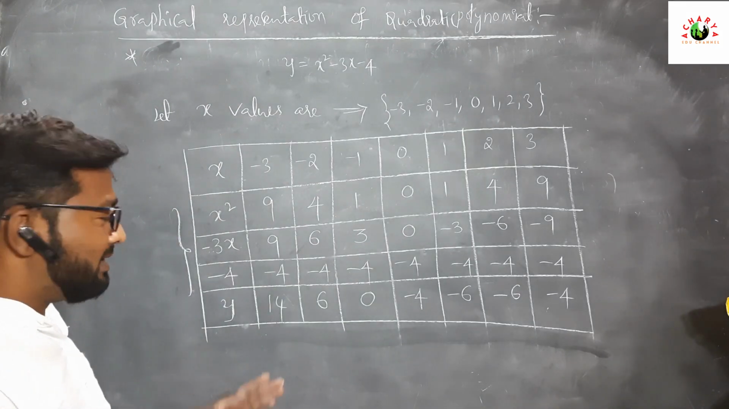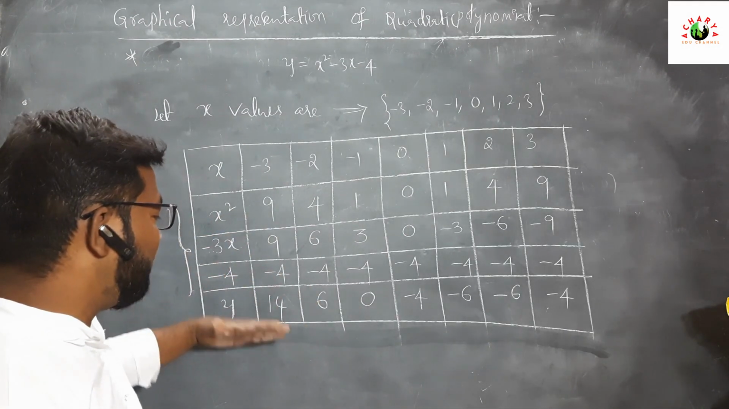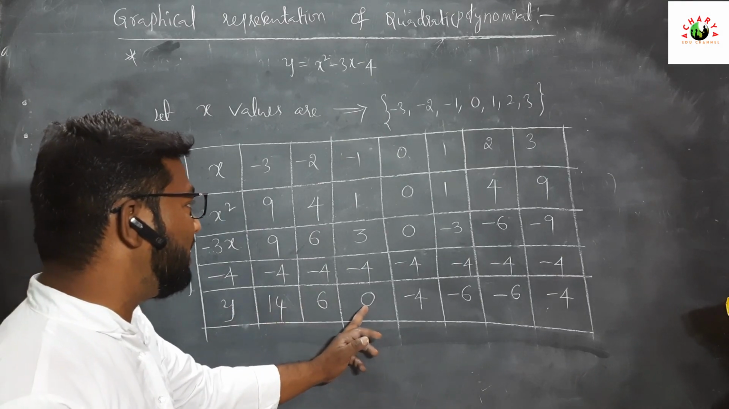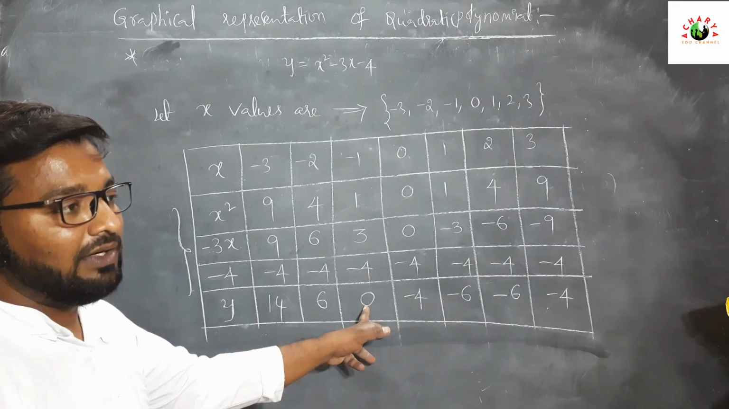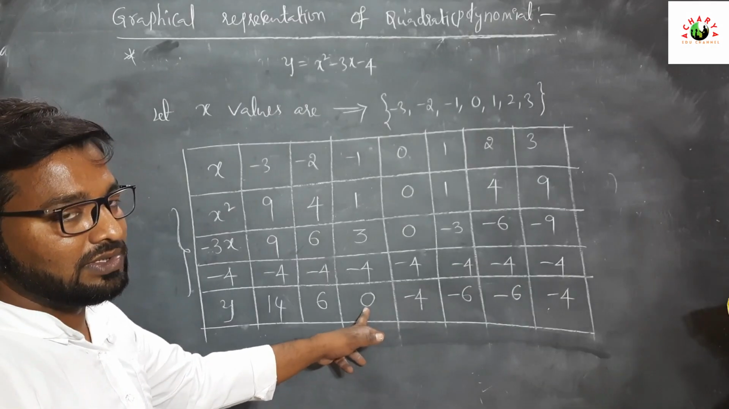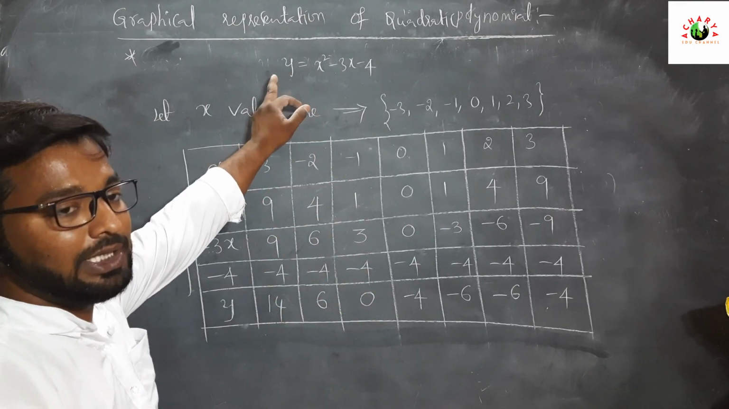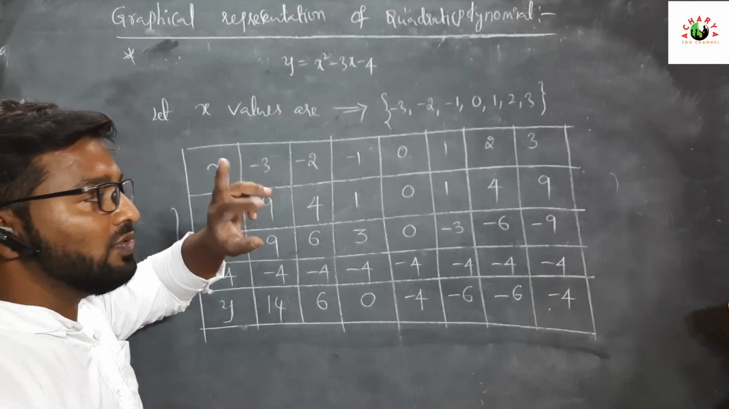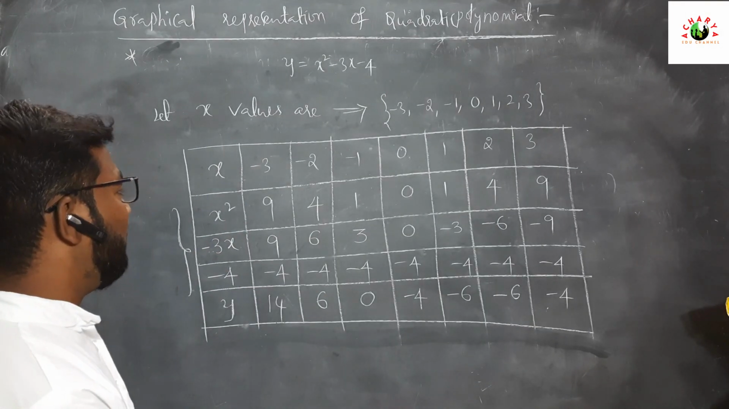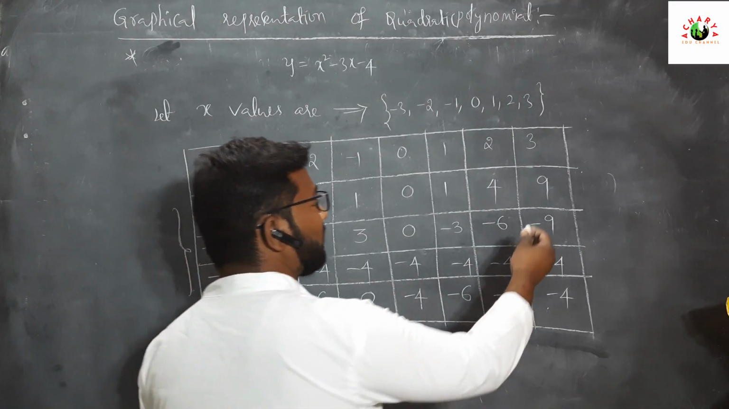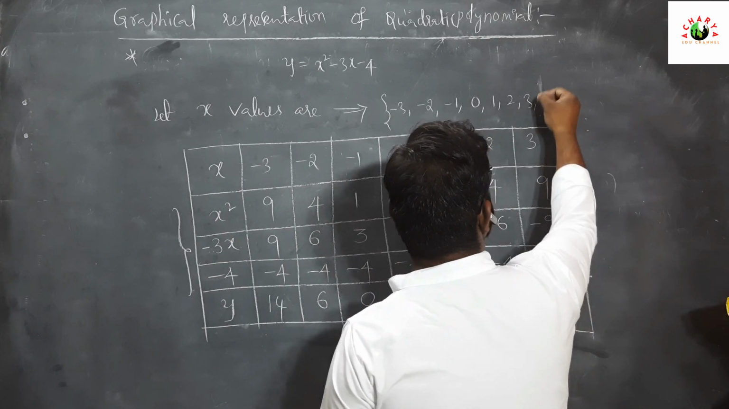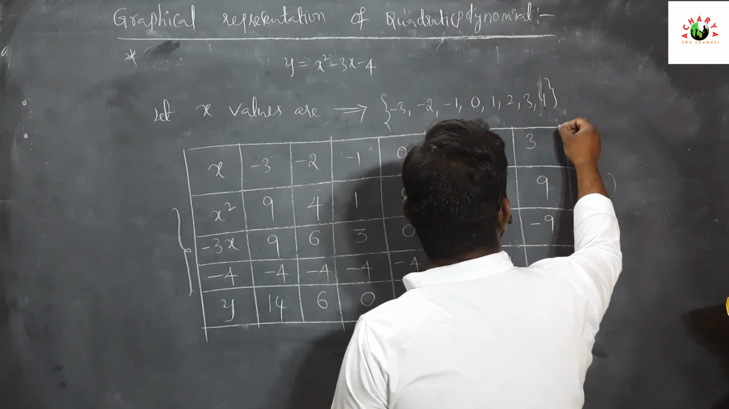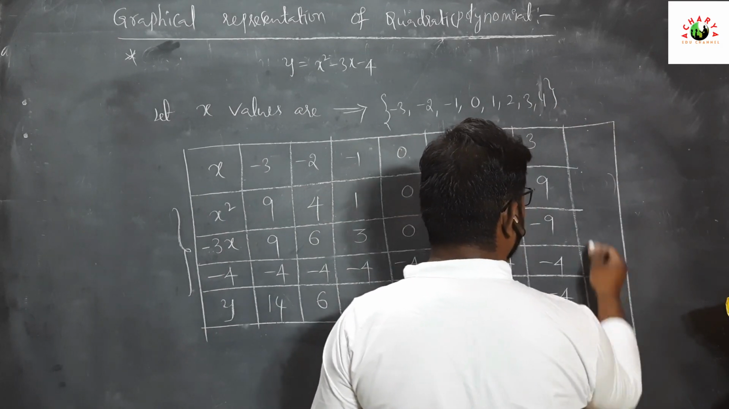Finally, looking at the y values, we are getting only one 0 here. But we want 2 zeros. Why? Because it is a quadratic expression, and a quadratic expression has 2 zeros. For example, if we add 4 here, one more 4 here, whether we get 0 or not, let us check.